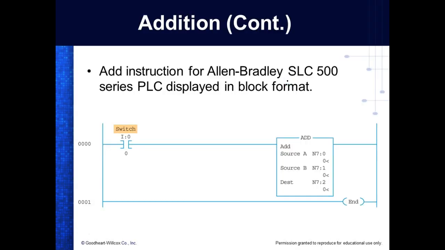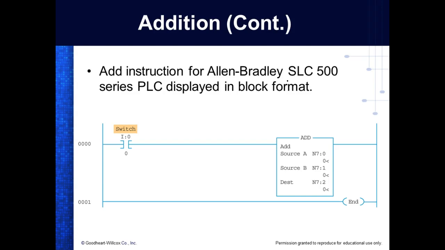So this would be an example of an add instruction. It's a block instruction. It's on the right-hand side, so it's considered to be an output instruction, right? Can't put two add instructions in series, right? Understand that. We can put them in parallel, but we can't put them in series, right?